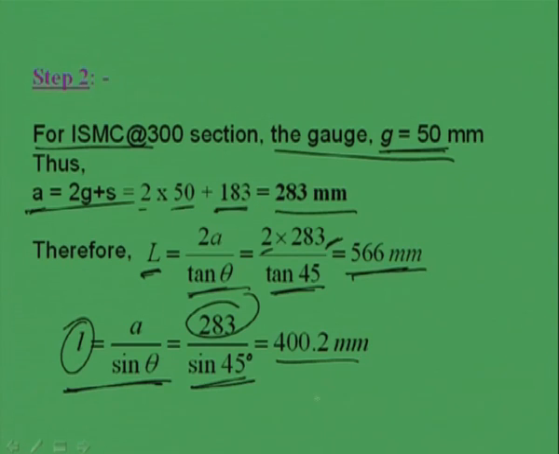So, in this way we can find out the length of the lacing. Step by step we are proceeding to find out the dimension of the lacing, right. So, what have we done? First we have decided the angle of inclination, then we have found the length of the lacing and the spacing, right. Next what we will do?